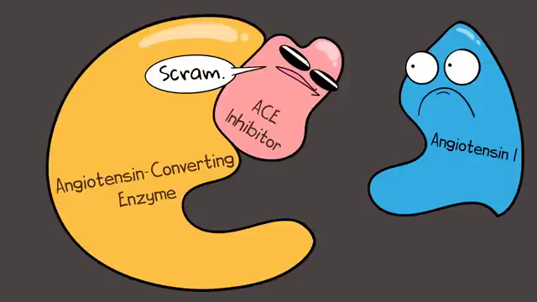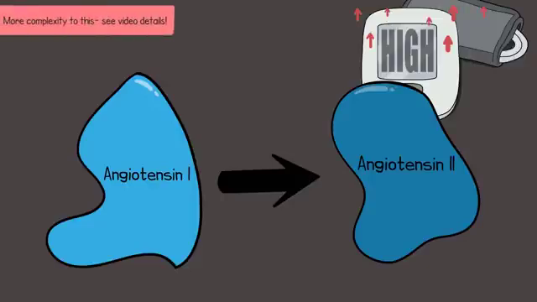When inhibited, these enzymes can't convert angiotensin to angiotensin II. Angiotensin II can be involved with raising blood pressure, so by blocking the enzyme that helps produce it, it can lower blood pressure. There's some more complexity with this to explore.